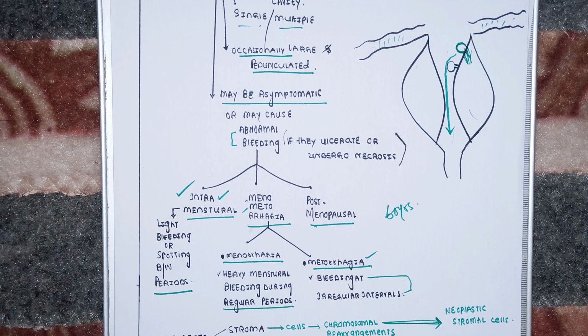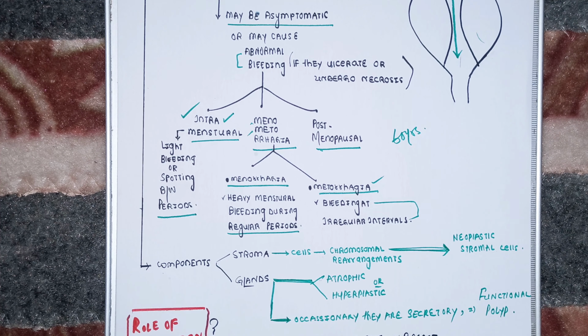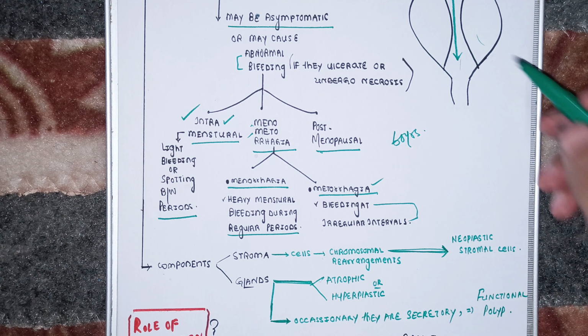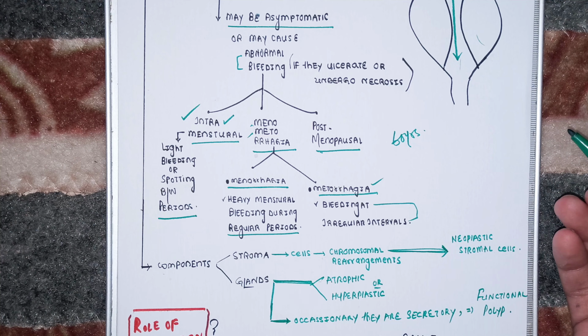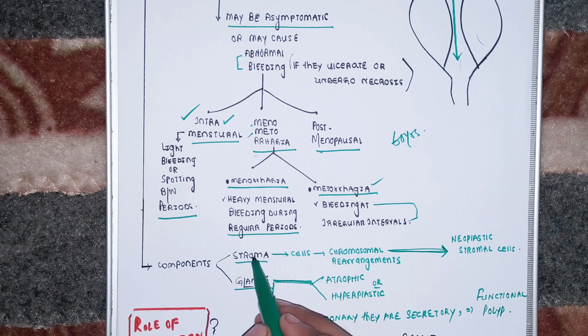Right. Now what are the components of the endometrial polyp? You tell me from where the endometrial polyp is arising. It is arising from the endometrium. So the components of the endometrium will be the components of the polyp, because the polyp is actually arising from the endometrium. So it will surely contain all those components which are present in the endometrium. I told you in the previous lecture, the endometrium is composed of stroma and glands. So these two components must be present in the polyp.